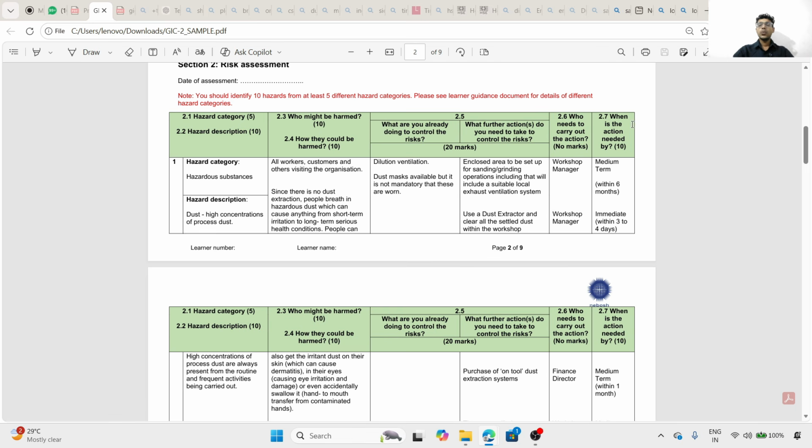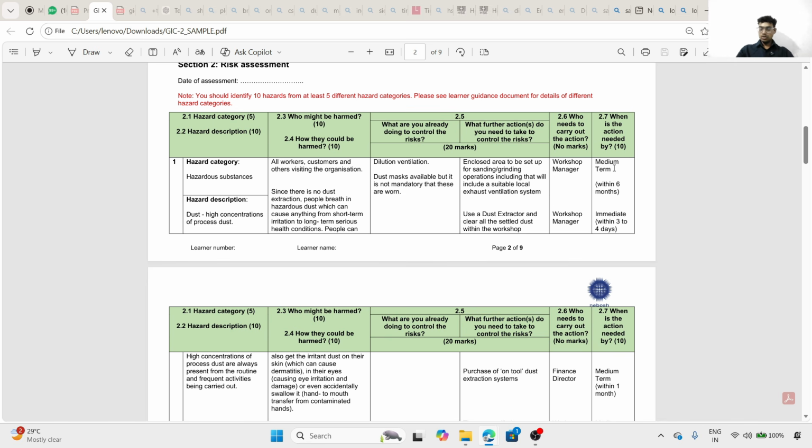And when is the action needed by? What time shall it require? You are suggesting in what time you can complete this task. So here it says medium term.